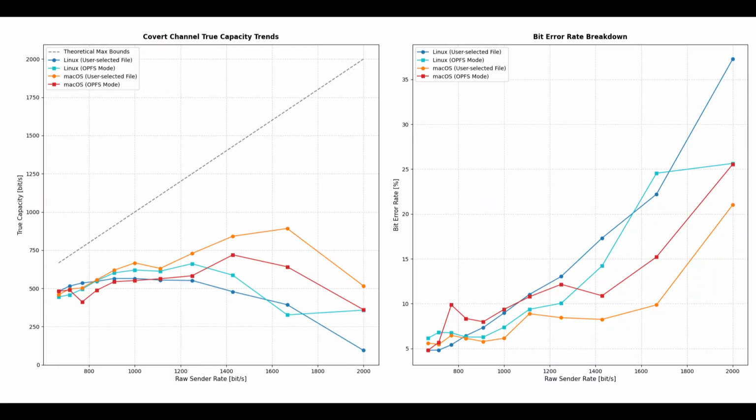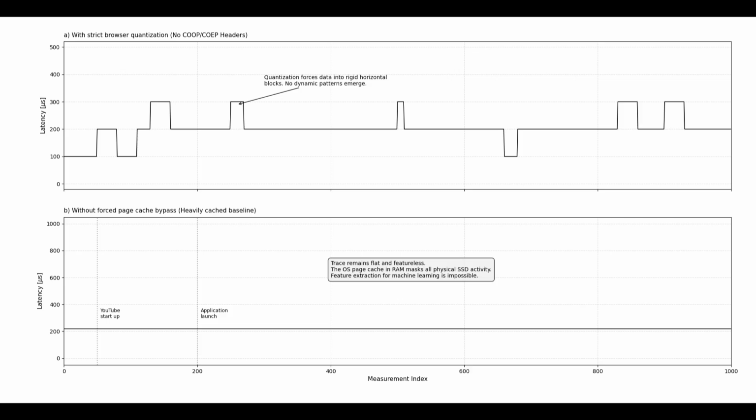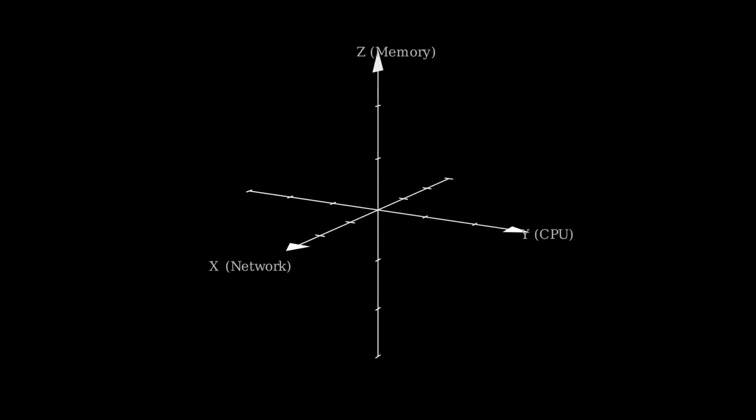Elena took a sip of her coffee. The sandbox hadn't been broken, it had been bypassed entirely. By listening to the microscopic physical echoes of a shared storage drive, she knew exactly what her target was doing, one latency spike at a time.